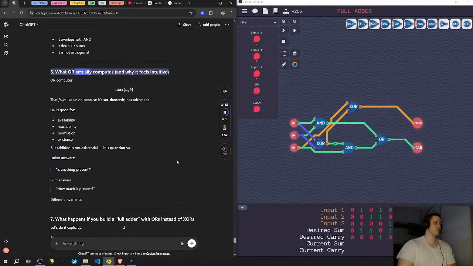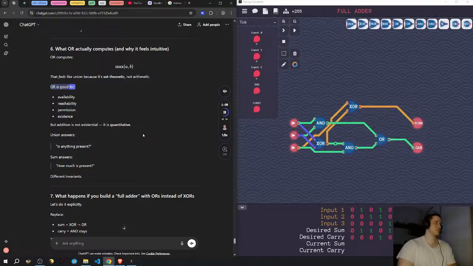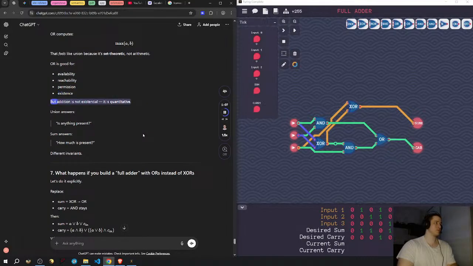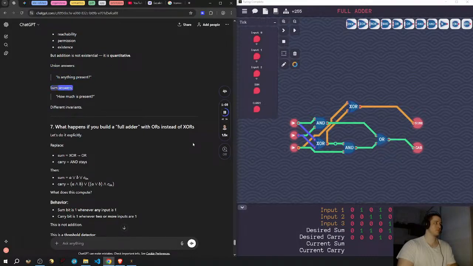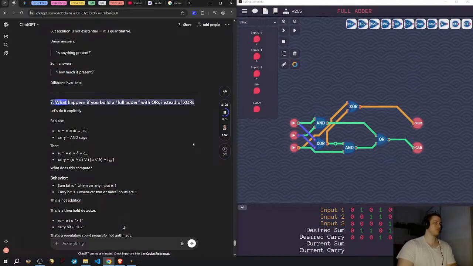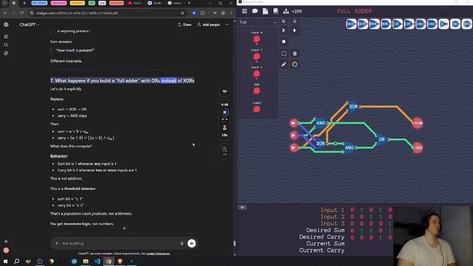6. What OR actually computes, and why it feels intuitive. OR computes max. That feels like union because it's set theoretic, not arithmetic. OR is good for availability, reachability, permission, existence. But addition is not existential, it is quantitative. Union answers: is anything present? Sum answers: how much is present? Different invariants.